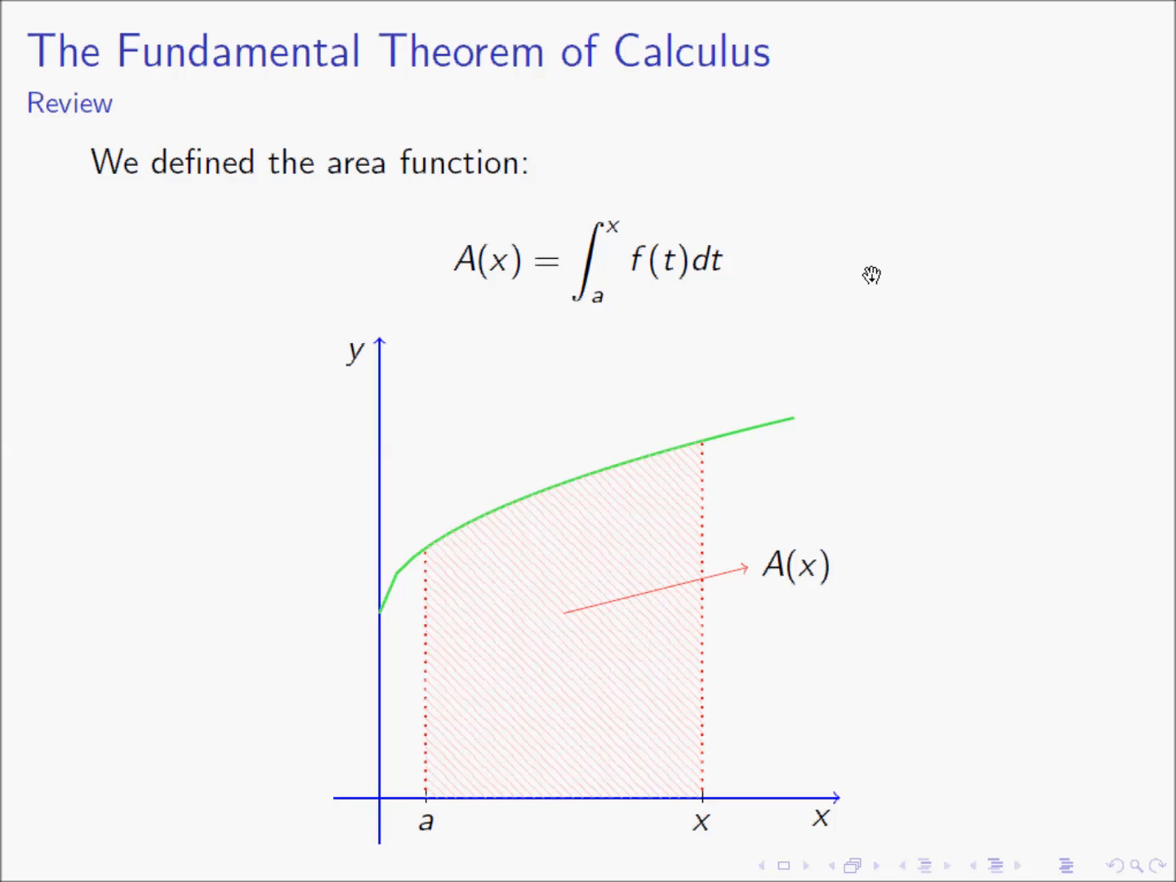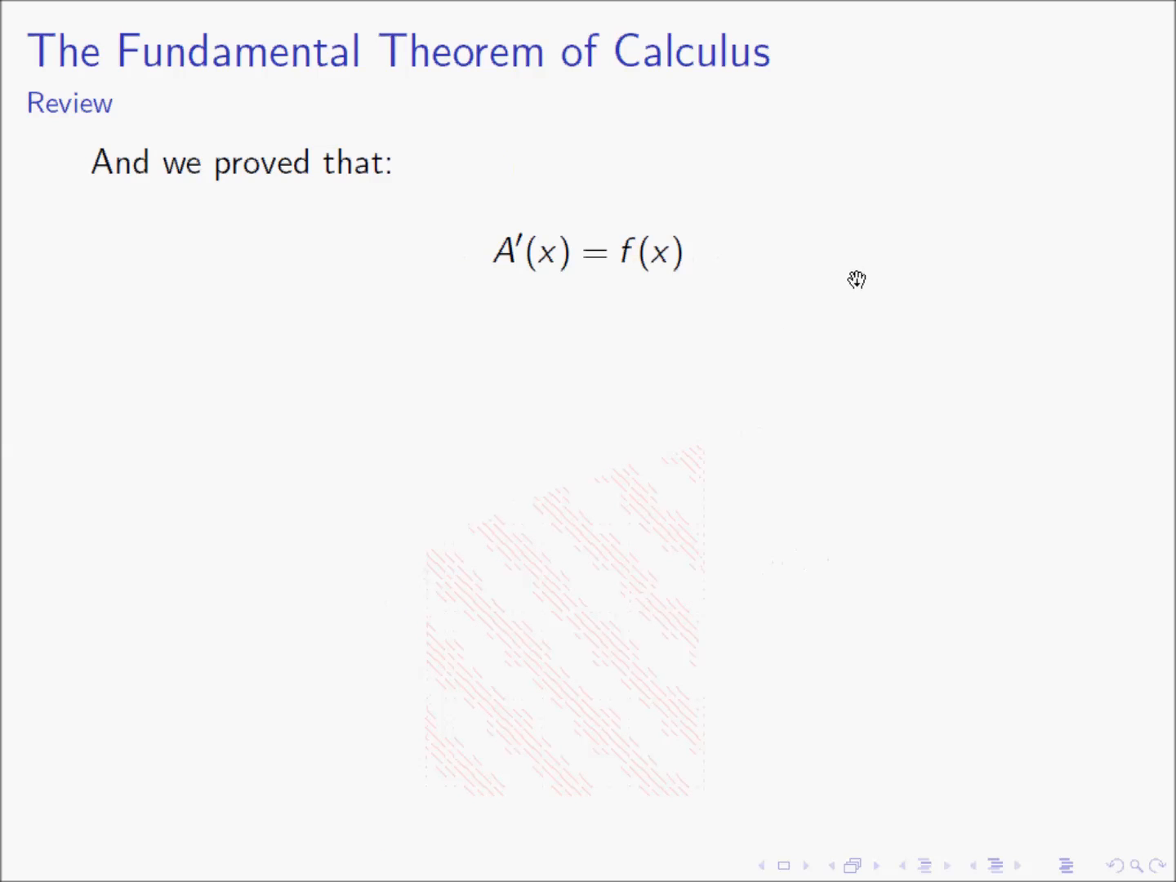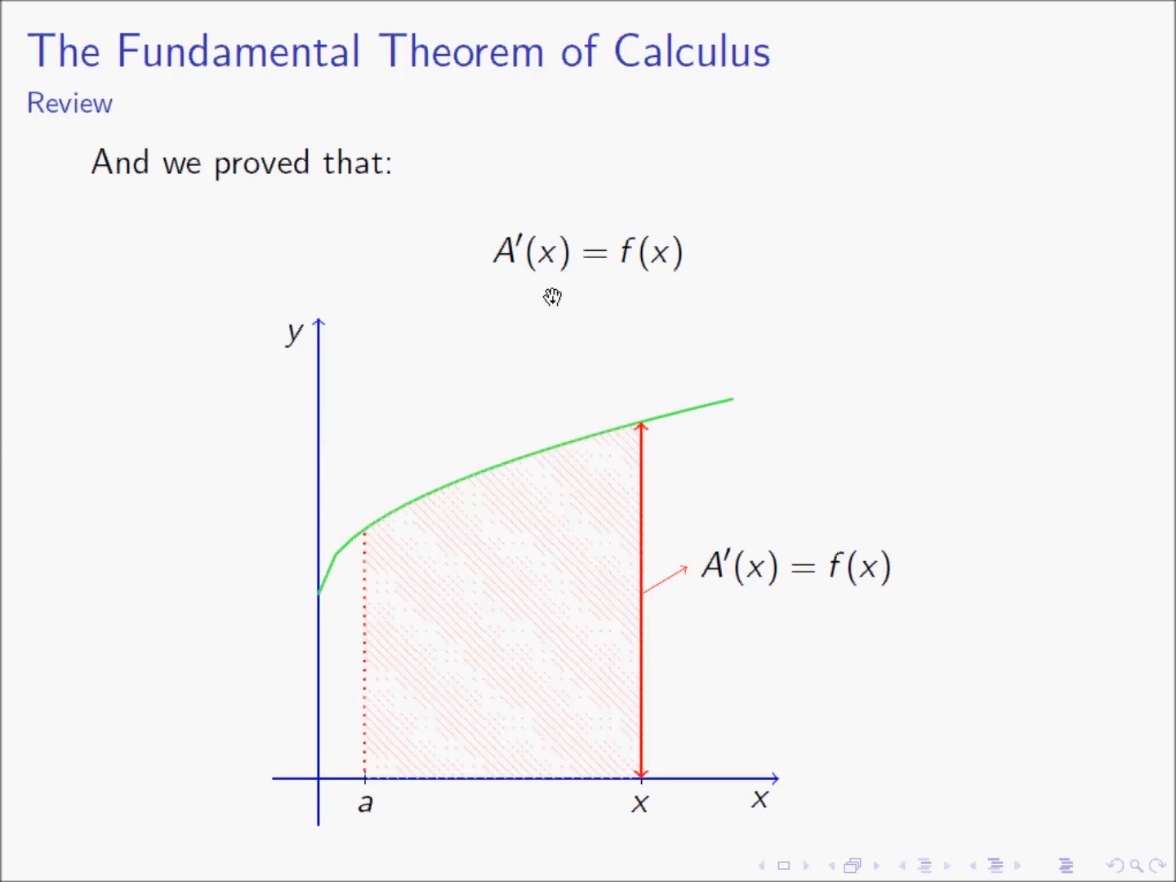So we define this function and we prove that we can take the derivative of this function, and if we do that we get f of x. That is the height at the final point of this trapezoidal shape.